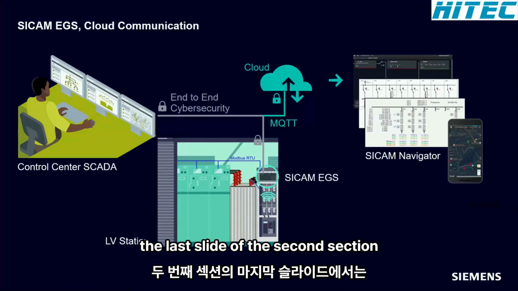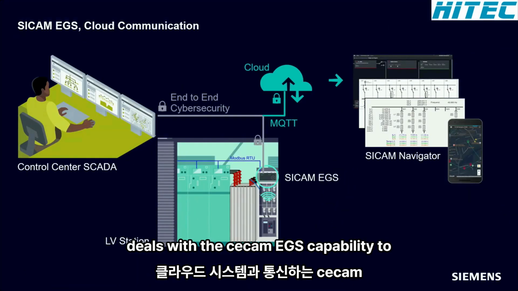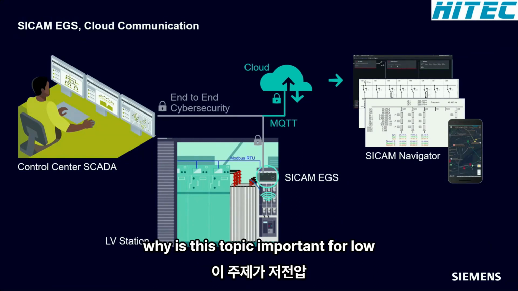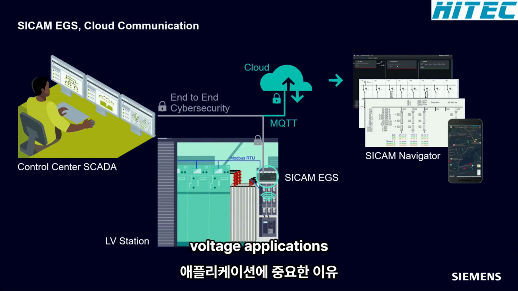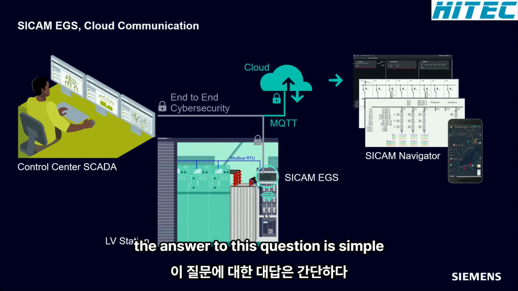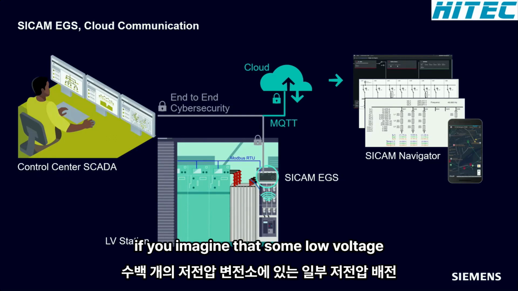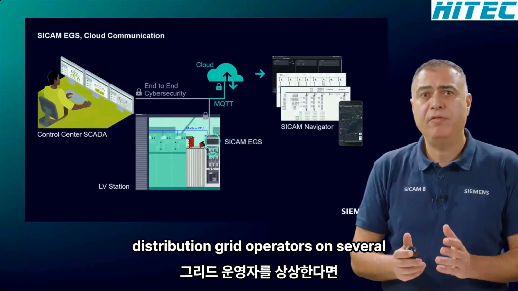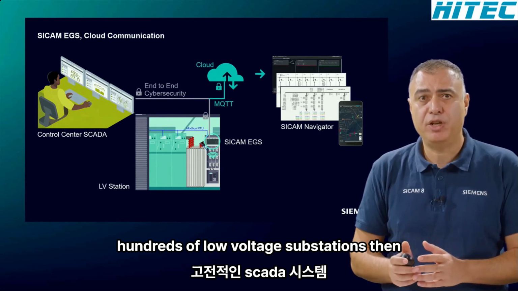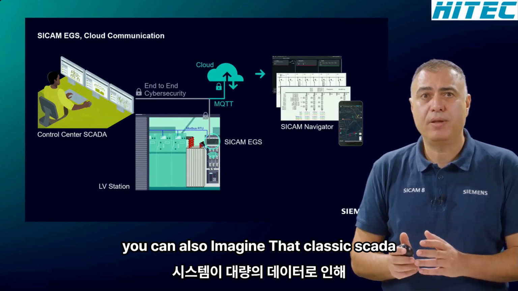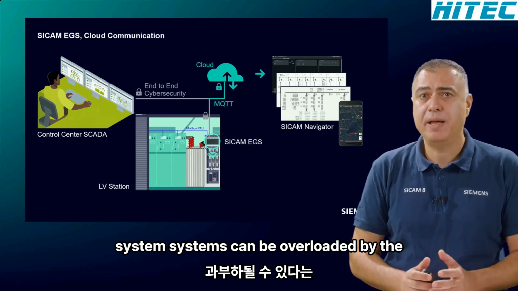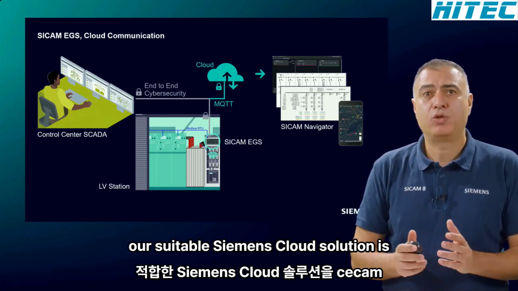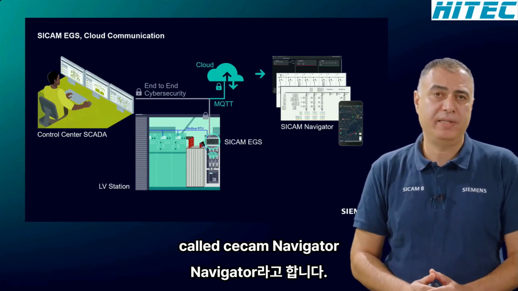The last slide of the second section deals with the SICAM EGS capability to communicate to cloud systems. Why is this topic important for low voltage applications? The answer to this question is simple. If you imagine that some low voltage distribution grid operators own several hundreds of low voltage substations, then you can also imagine that classic SCADA systems can be overloaded by the large amount of data. Our suitable Siemens cloud solution is called SICAM Navigator.